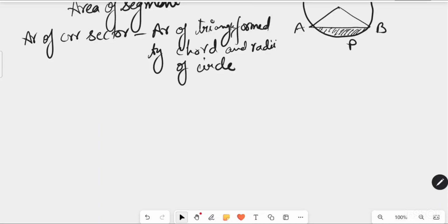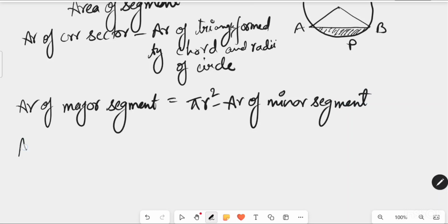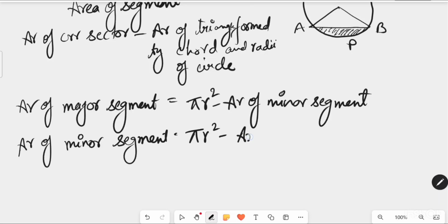And area of major segment is pi r square minus area of minor segment. And area of minor segment is pi r square minus area of major segment.